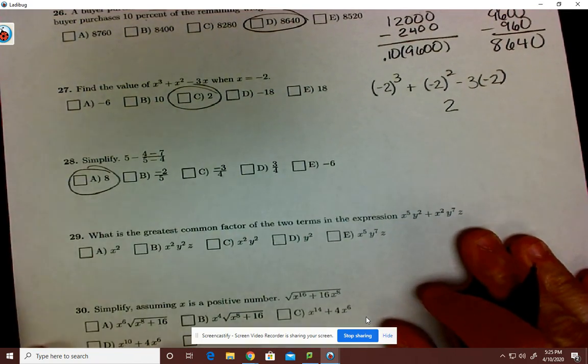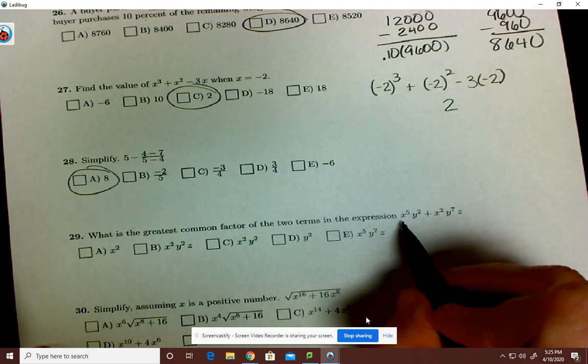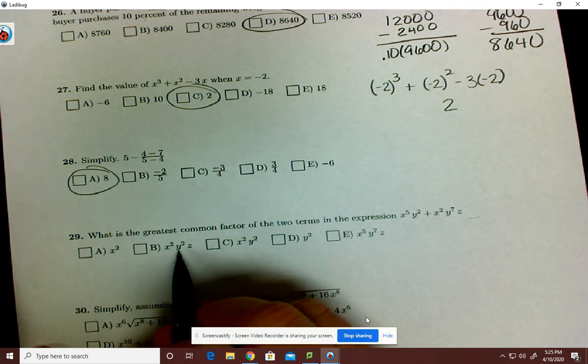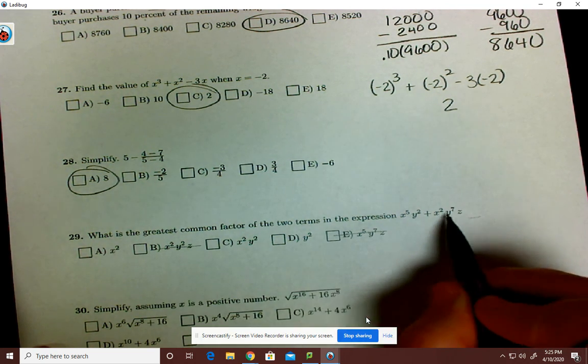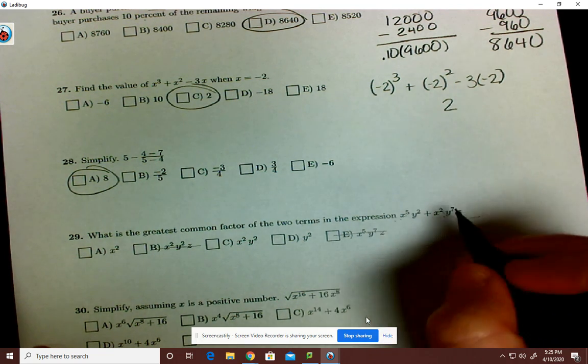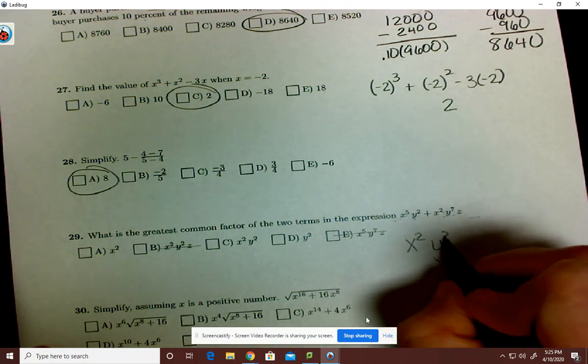29, what's the greatest common factor? When we're looking at variables, first of all, they have to have the same variables. So anything that includes z is not a GCF because z is not included in both of these. Then you look for the smallest exponent. So the smallest exponent of my x's is x squared. The smallest exponent of my y's is y squared.